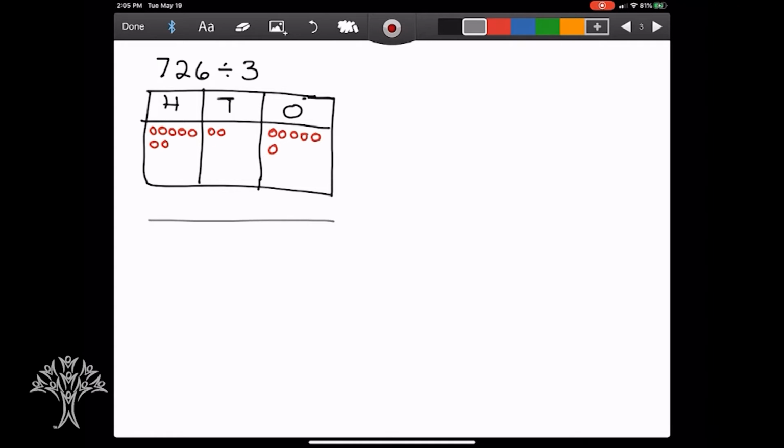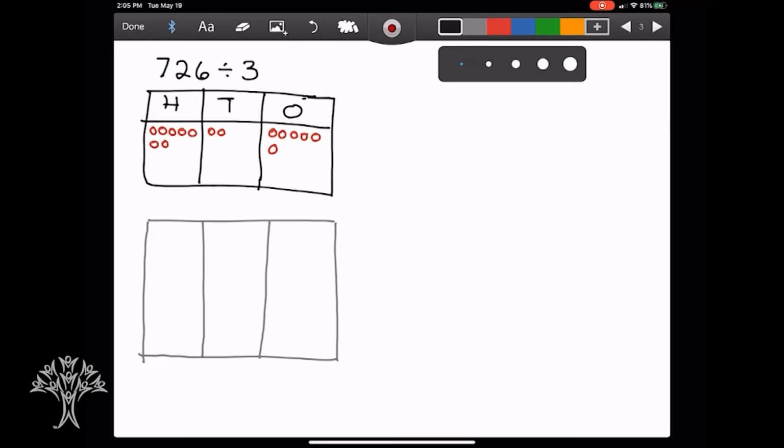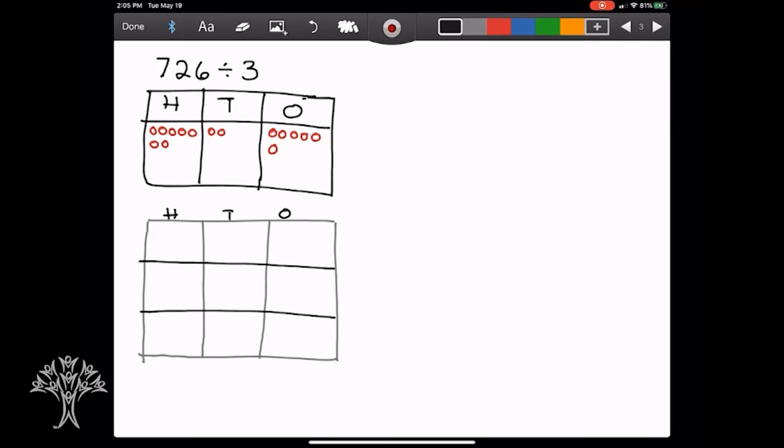726. Next, I'm going to show my groups, my distribution, and I have 3 groups that I need to break it up into because we're dividing by 3. That's our divisor. And then I'm just going to start breaking that up. So I have 1, 2, 3. I can give each one another one, and I have this guy left over, so I need to unbundle. So I'm going to unbundle it over here.